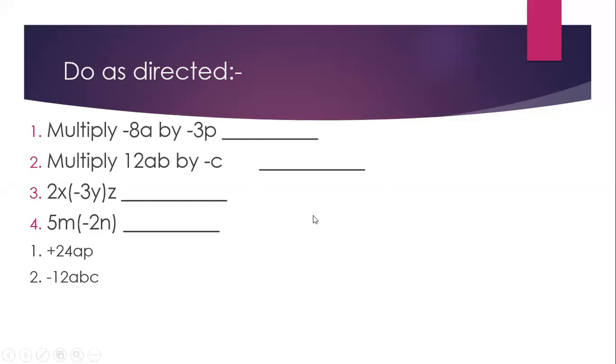Bete, in answer number 3, these terms are multiplying. First we have to multiply the signs. Plus minus, we get minus. Murtaza, look at the question carefully. 2 threes are 6. And then x, y, z, simple. Okay, what about question number 4?